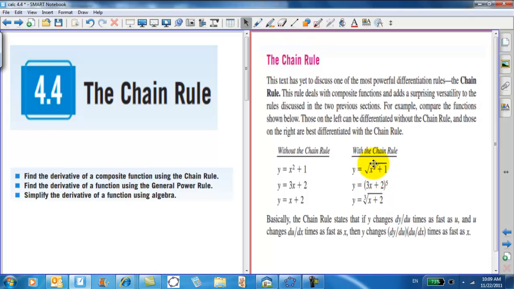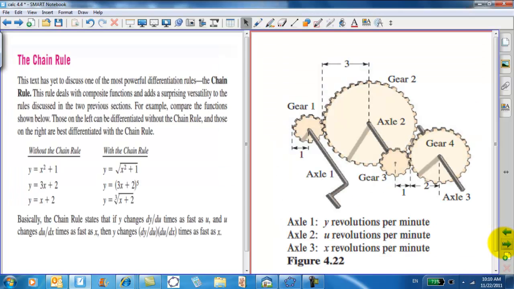There's an x squared plus 1 inside a square root. Here's a 3x plus 2 inside a fifth power. Here's the cube root of x plus 2. Here we don't need the chain rule. We can just distribute the derivative over addition. But the derivative does not distribute over composition of functions. That's where we have to be careful.